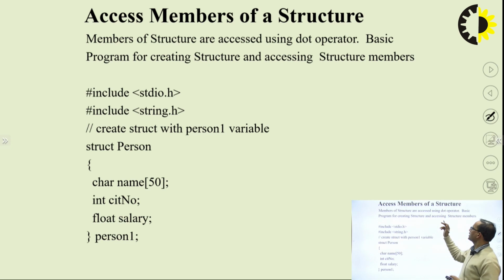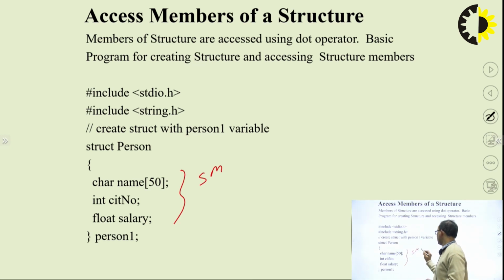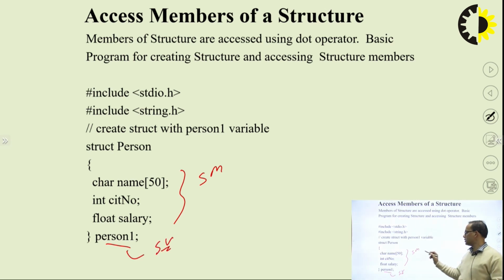Next is accessing members of a structure. At first we create a structure; these are the structure members, and this is the structure variable. Now we have to access these structure members. Access means read and write. So first we will assign values to these structure members, and after that we will access them in the program.